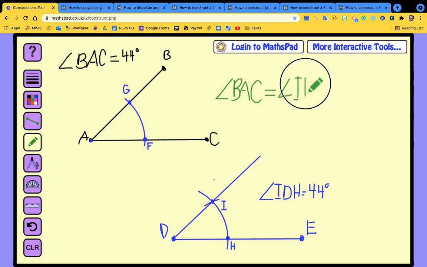Look at that, IDH. Perfect. And that's how we copy an angle. Perfect, perfect, perfect. All right, let's clear it up here.